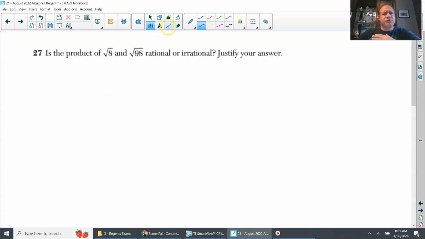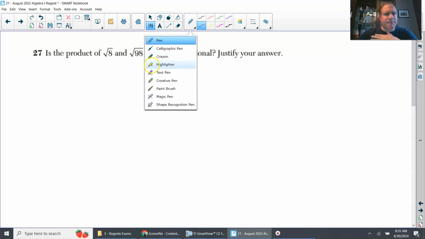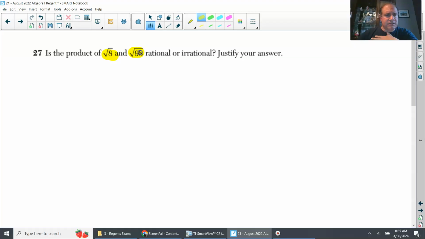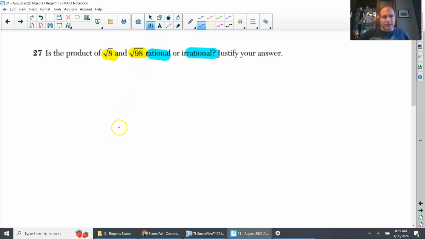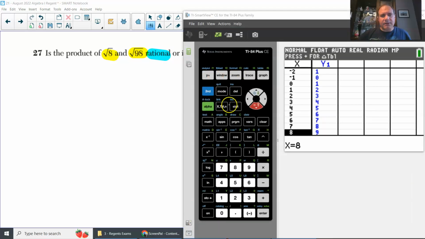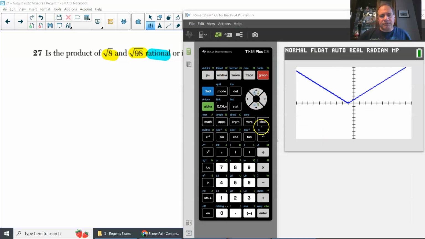Nice. Is this product, which is this and this, rational or irrational? So just remember, all you have to do is put this into the calculator. That's all you have to do. So that's what I'm going to do. I'm going to clear this out, go to graph, clear it out.